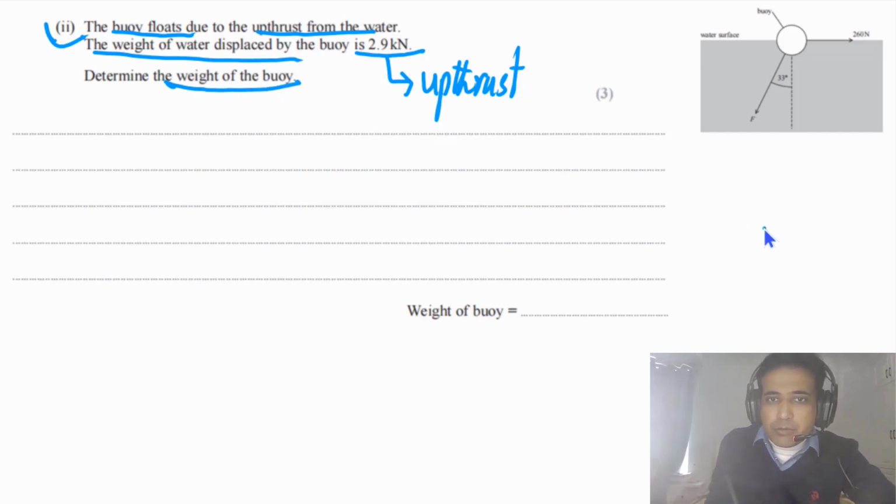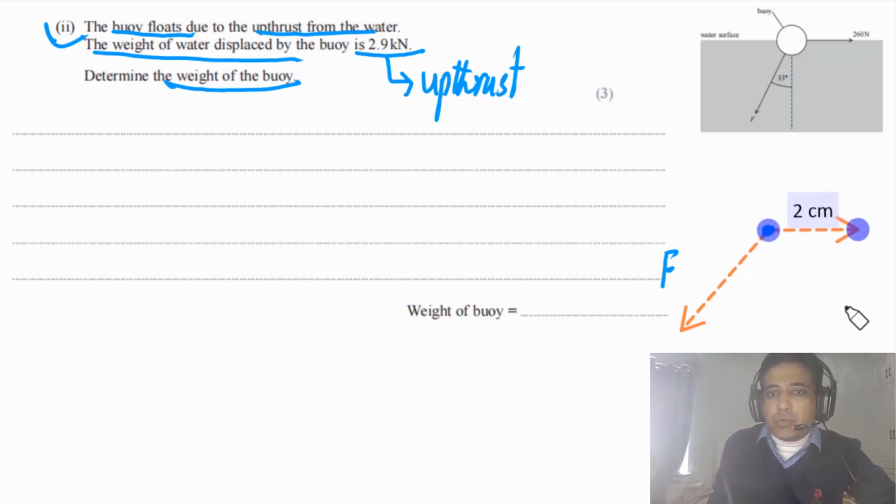So again we can draw a free body diagram, meaning we can draw the forces acting on the boy. First of all we have one force that is acting at an angle of 33 degrees. This force is F, so this is the tension in the spring. And we have another force that is acting to the right. We have the horizontal force acting on the boy, and we have upthrust acting vertically upwards, and the weight of the boy is acting vertically downwards. So these are the forces acting on the boy.